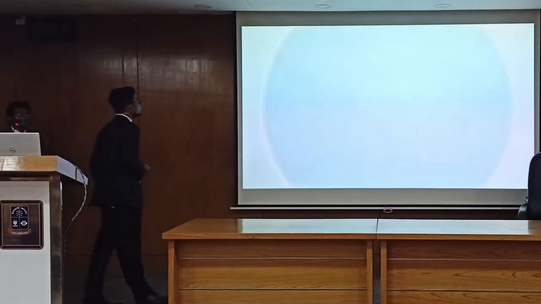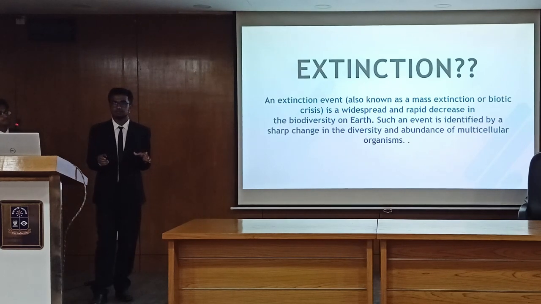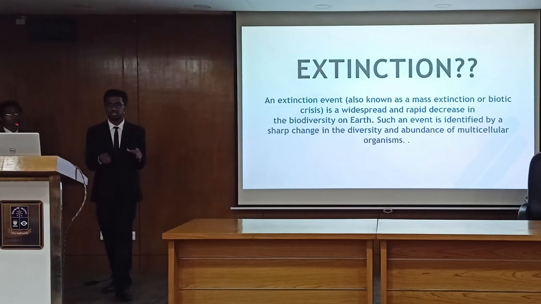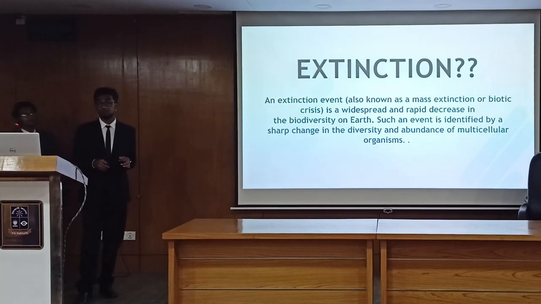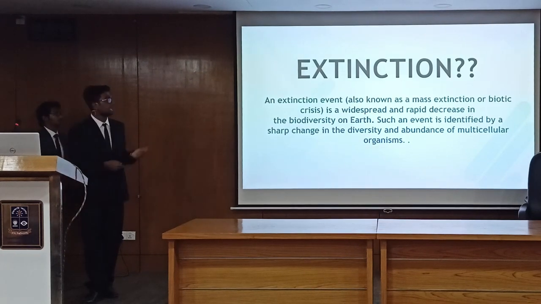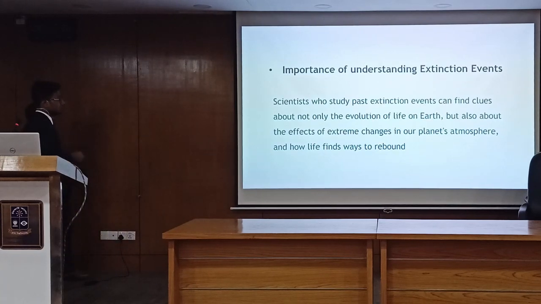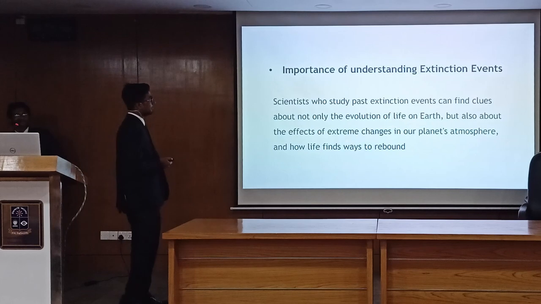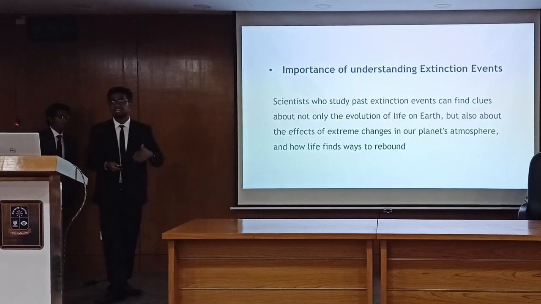Now, the question is, what is extinction? Extinction is basically an event which suggests the rapid decrease of animals or species due to a sudden change of atmosphere or environment. And if we get any sort of fossil records of them, then we will be able to tell how life has evolved since the birth of the Earth. That is the second part of our presentation, the importance of understanding extinction events. It also gives us clues about how the planet's atmosphere and environment have changed.